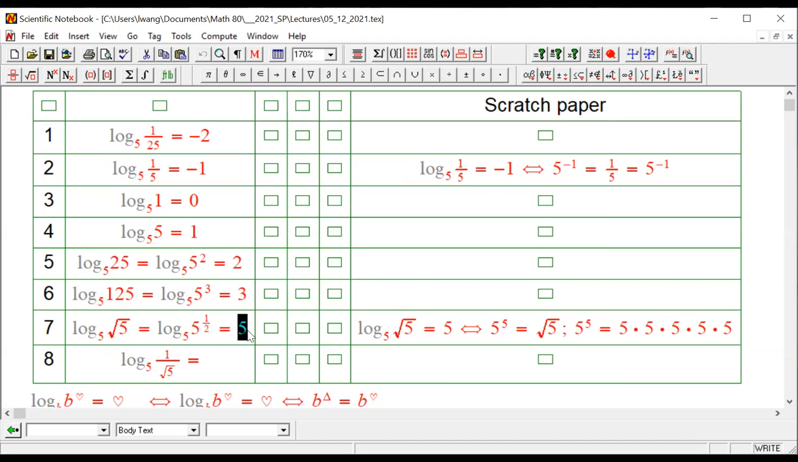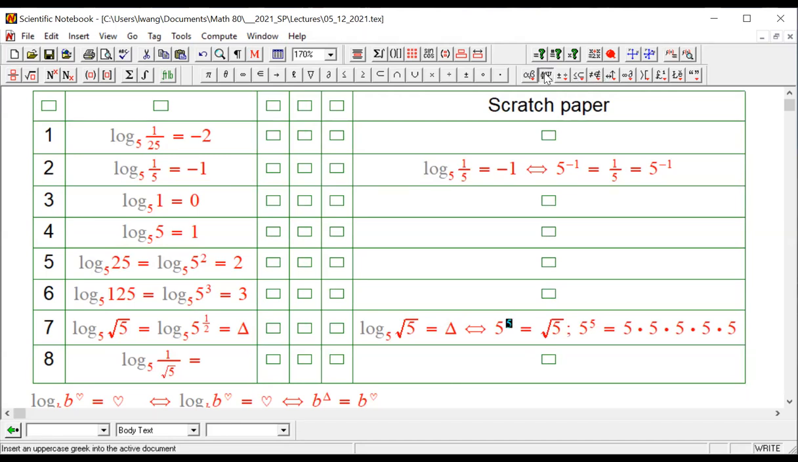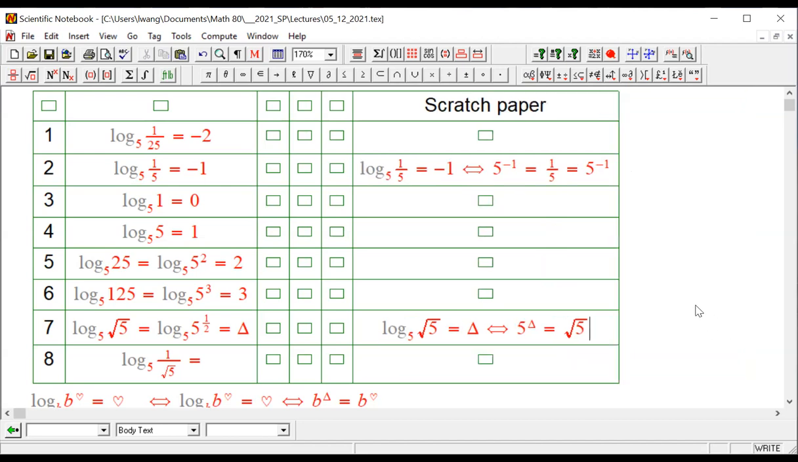It's not right, it's wrong. It doesn't work, right? So what should that number be? So 5 is not the answer, so we continue the search. What number power 5 gave us root 5? Everybody, put on your thinking cap.